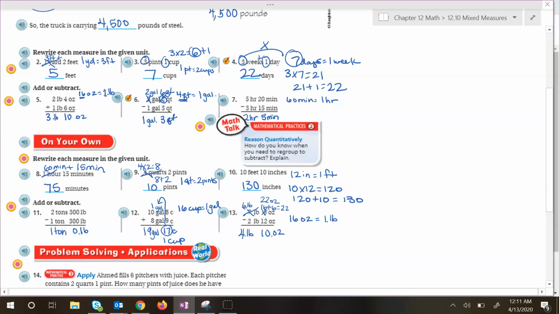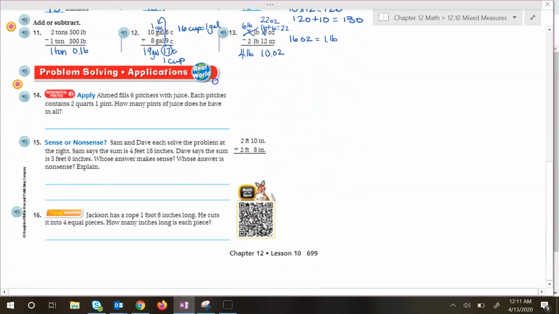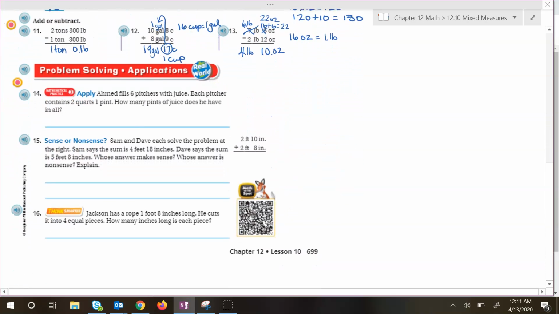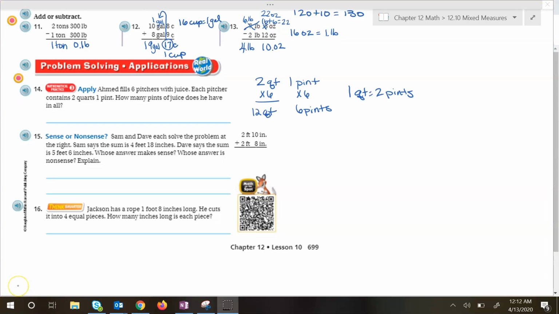So I'm going to go ahead and allow you to pause and look at the answers. But until then, I'm going to scroll up and read these answers for you, and then again give you a chance to solve and then reveal the answers. Number 14, Ahmed fills 6 pitchers with juice. Each pitcher contains 2 quarts, 1 pint. How many pints of juice does he have in all?